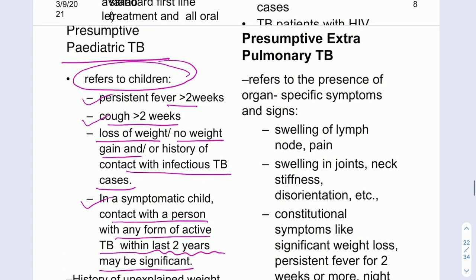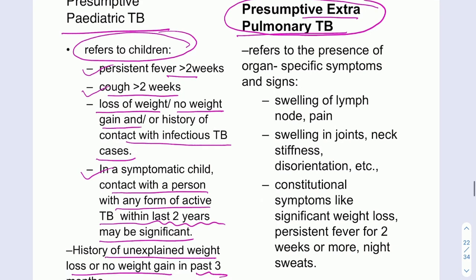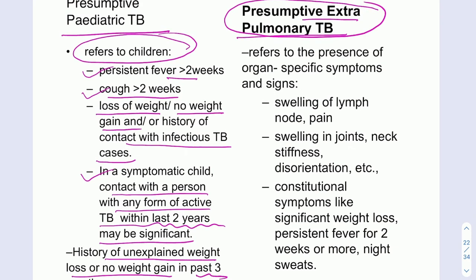Now, what is extrapulmonary tuberculosis? We all know that tuberculosis, anatomically, can be pulmonary or extrapulmonary. As the name suggests, pulmonary means tuberculosis in the lungs, and extrapulmonary means tuberculosis elsewhere, not in the lungs. So, what is an extrapulmonary TB presumptive case?